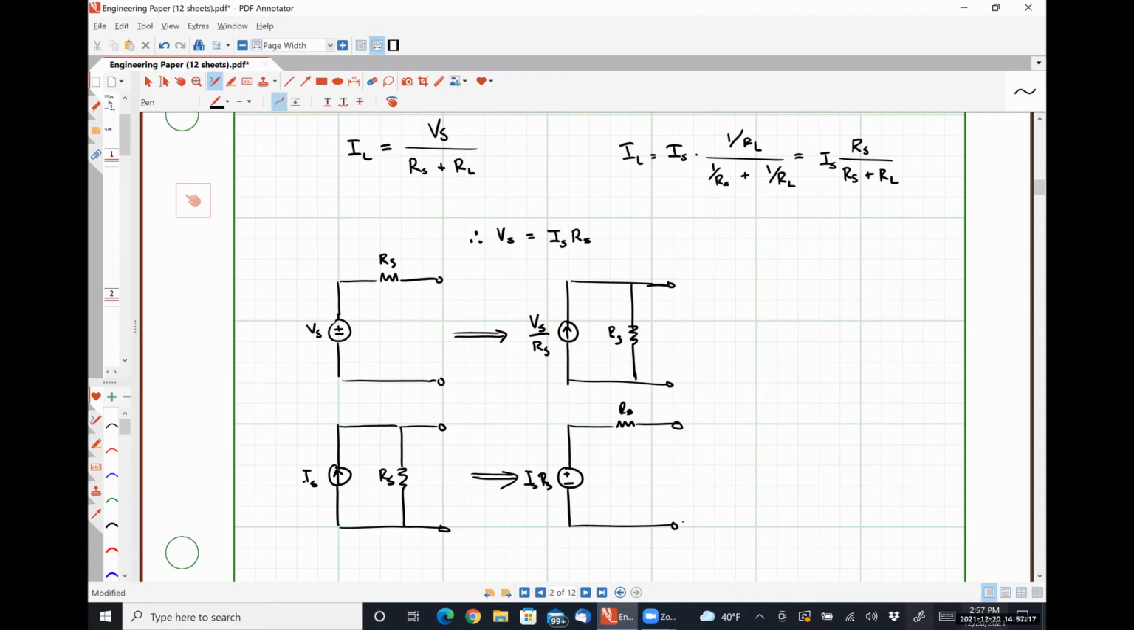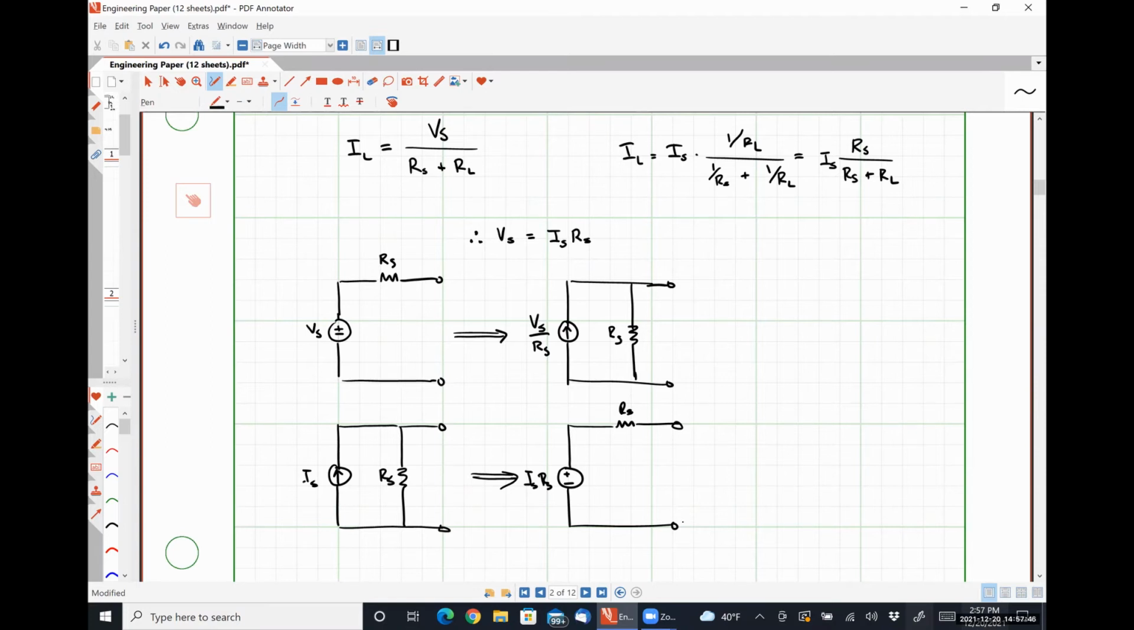Okay. So this is a way for us to simplify circuits in very specific conditions. Anytime we have a voltage source in series with a resistor, we can replace it with a current source in parallel with a resistor, if that would help our analysis. Similarly, anytime we have a current source in parallel with a resistor, we can replace it with a voltage source in series with a resistor using these rules.